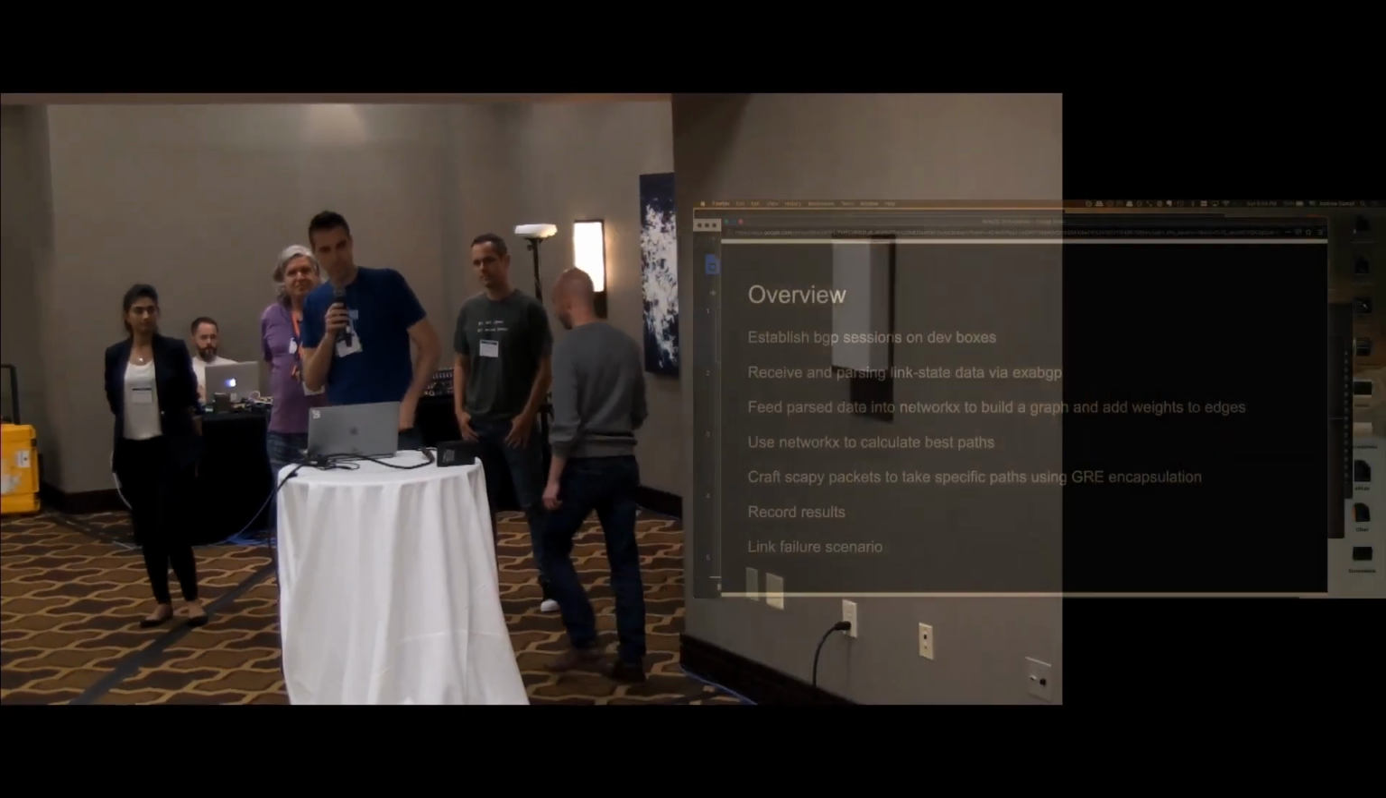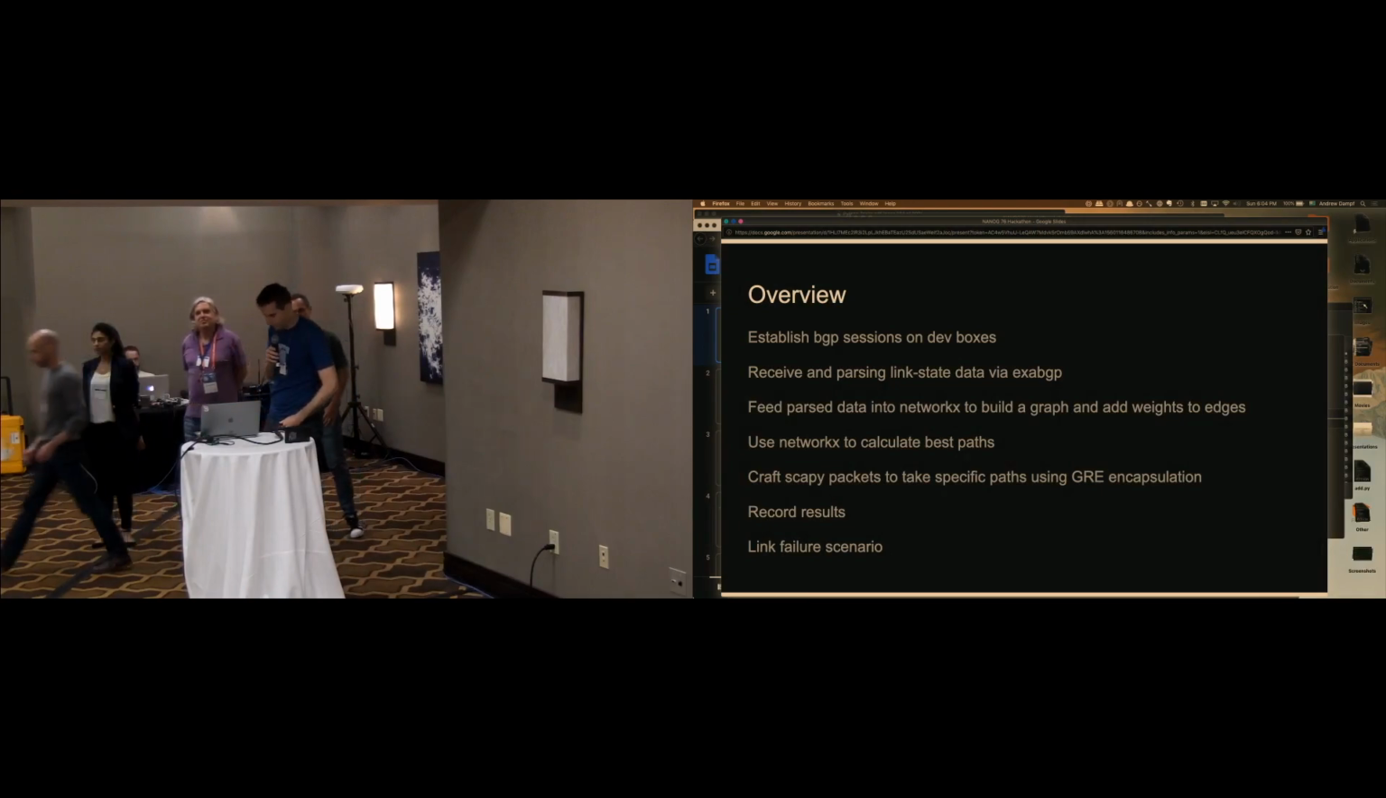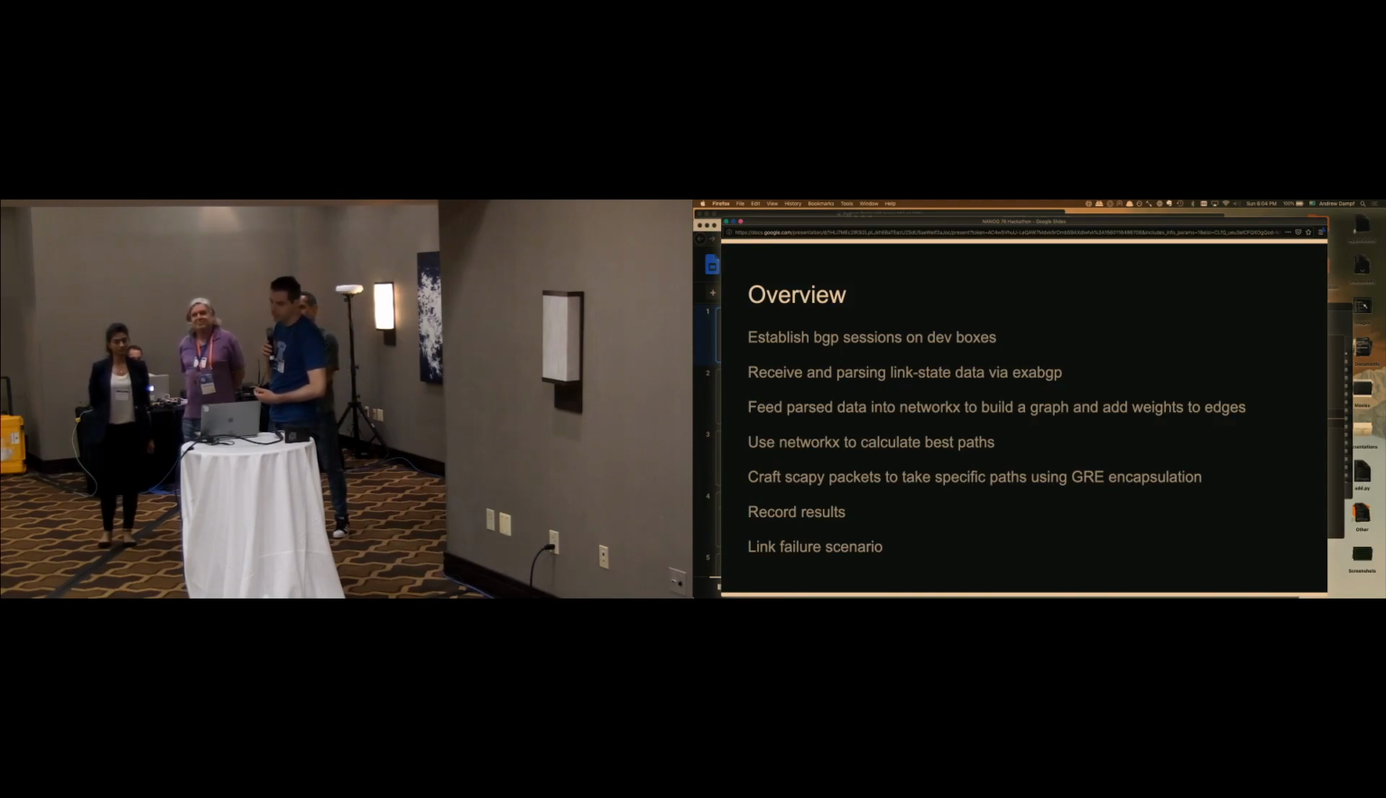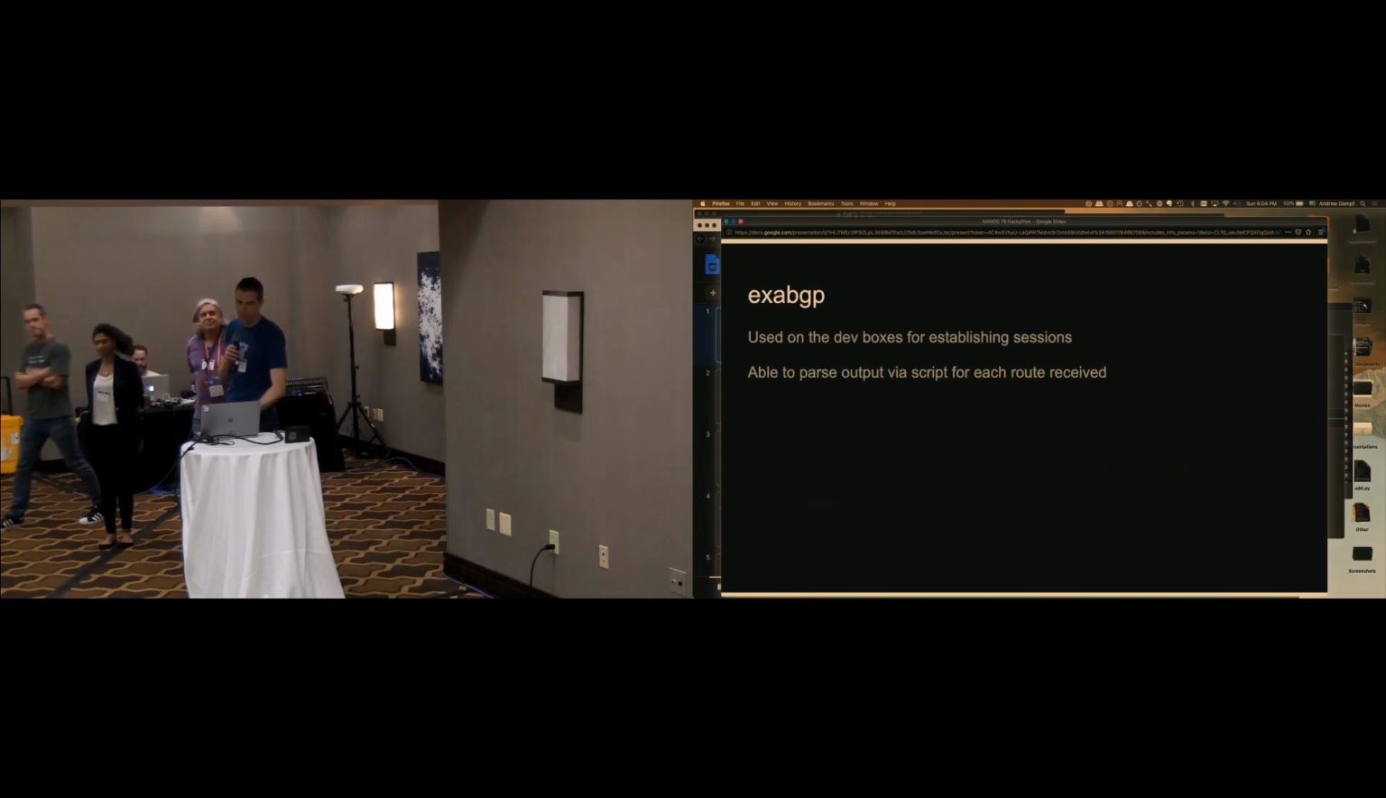Okay, so we followed the guide today, and basically an overview of what we did was we established BGP in the dev boxes, and received and parsed link state information with ExaBGP. We fed that into NetworkX to build a graph and add weights and edges so we can calculate the best path using NetworkX. And then finally, we crafted some packets with Scapy to test link failure scenarios.